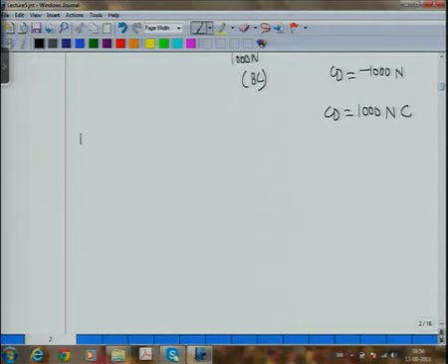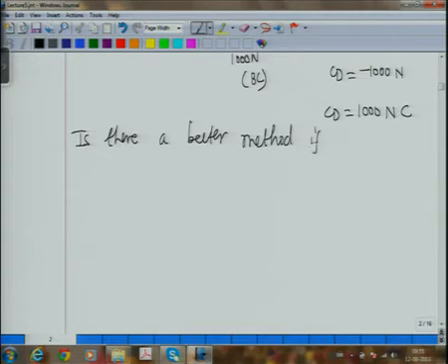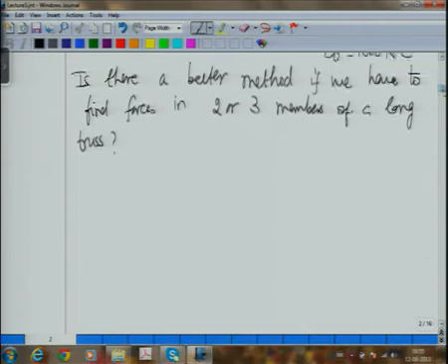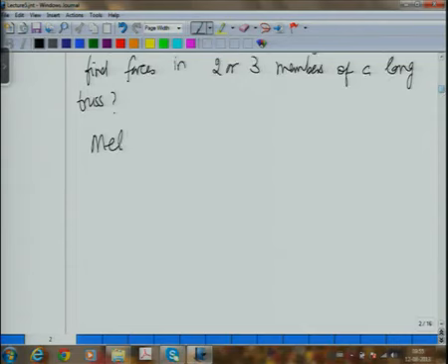So, is there a better method if we have to find forces in say 2 or 3 members of a long truss? And here it turns out that there is a better method, and we call it the method of sections.